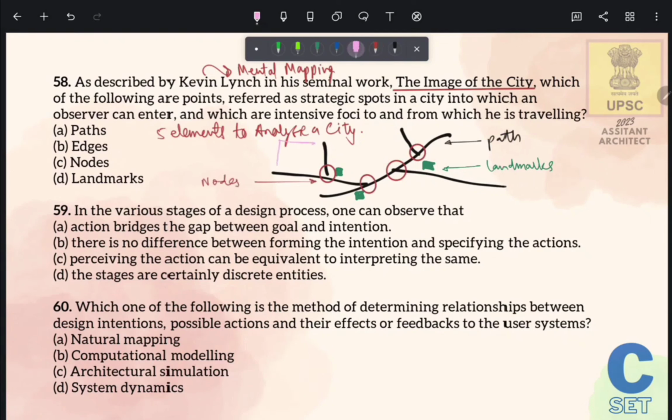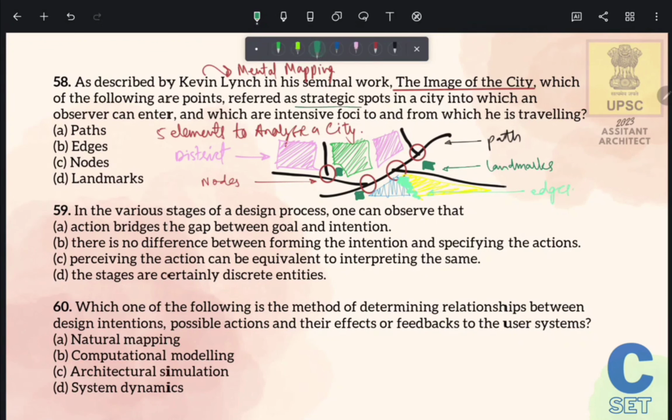Also there will be some distinctive areas where a particular type of land use will be dominant, and such an area will create a kind of district. And in some areas two different kinds of land use or activities can be merged. So these merging areas are referred to as edges. Now let's get back to the question.